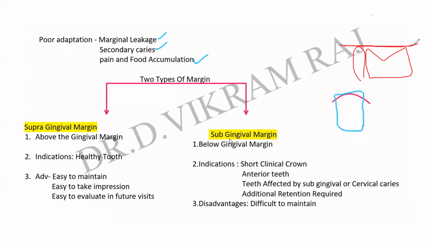Indications are a short clinical crown, anterior teeth, teeth affected by subgingival or cervical caries, and when additional retention is required. Disadvantages: it is going to be difficult to maintain. That's the one big disadvantage of it. That's why we don't utilize it.